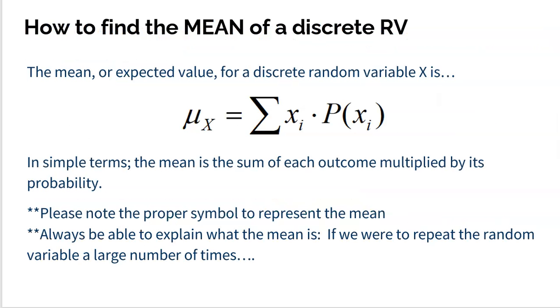So here it is. The mean or the expected value for a discrete random variable X is, now it's super important to make sure I emphasize that this formula can only be used for discrete random variables. It's actually a pretty easy formula, even though it looks a little bit ugly.